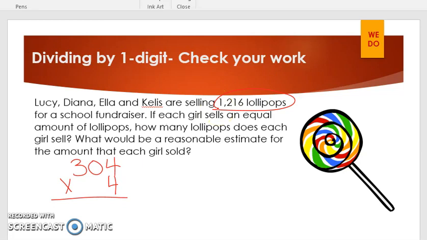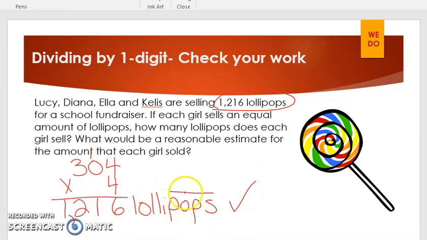So let's start over in the ones place. 4 times 4 is 16. Regroup our 1. 4 times 0 is 0, plus 1 more is 1. And 3 times 4 is equal to 12. So 1,216 lollipops, and we have received our correct answer.